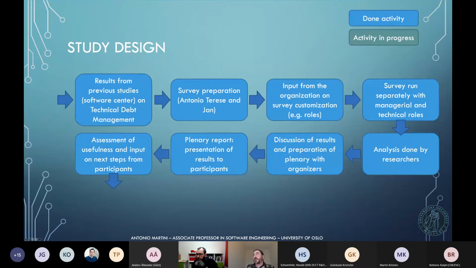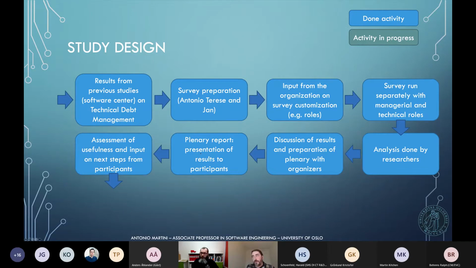So what we did here, this is a bit long, but we use a lot of the results that we have found in 10 years of research on technical debt. We prepared a survey. We got input from the organization that wanted to run the survey to fit their context. We ran the survey separately, both for managers and for technical roles, because we wanted to see if there was some misalignment there. We did the analysis, we did the discussion, and we prepared a plenary result where we invited all the participants in the survey.